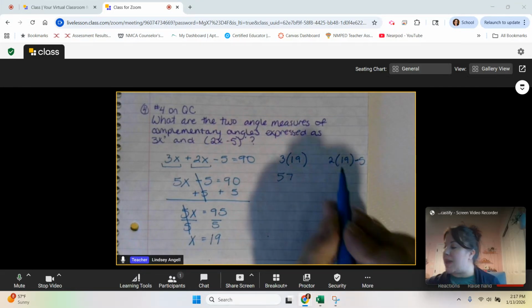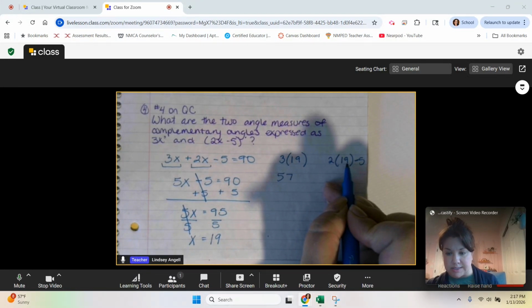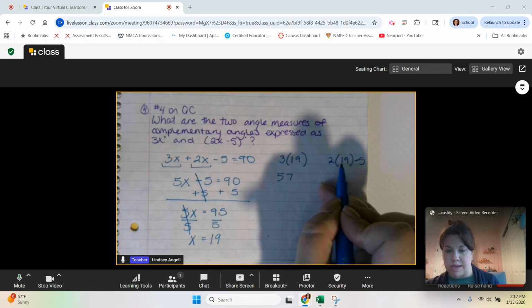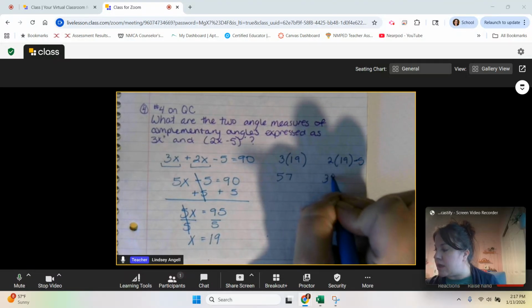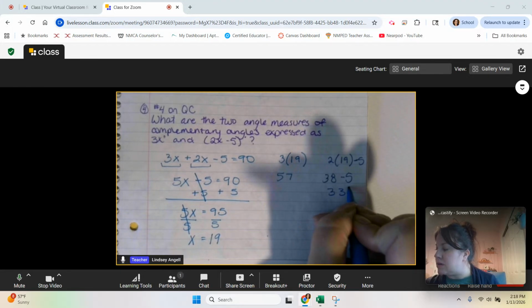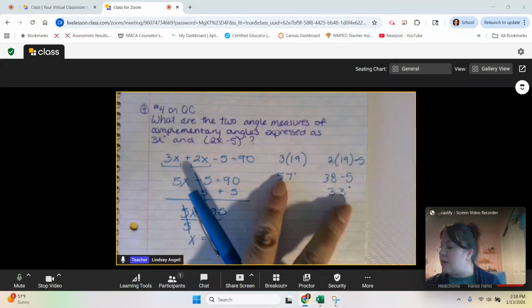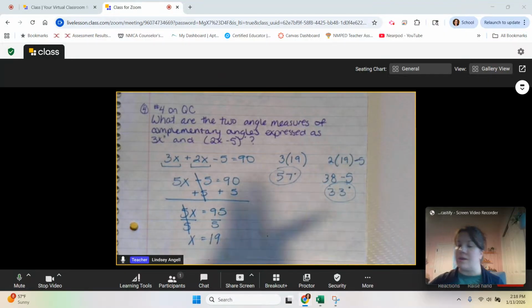And then now we have 2 times 19. Well, let's see. 2 times 9 is 18. 2 times 10 is 20. Add those together and you get 38 minus 5. So that would give us 33 degrees. And when you add 57 and 33, you do get back to 90. So I know that I'm good to go.